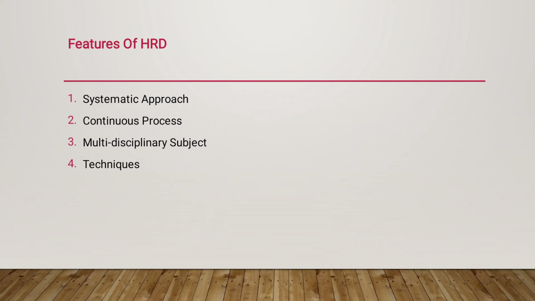And the last point is techniques. HRD embodies techniques and processes such as performance appraisal, training, management development, career planning, counseling, workers' participation, and quality circles. So, what is embodies? Embodies means HRD includes techniques and processes such as performance appraisal, training, management development. Everything will be included in HRD.